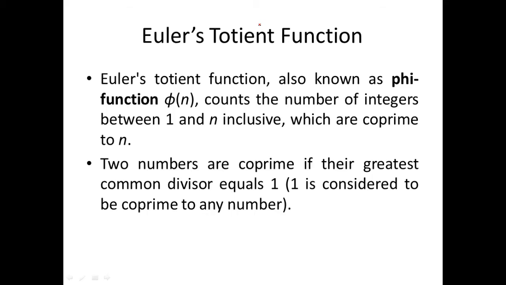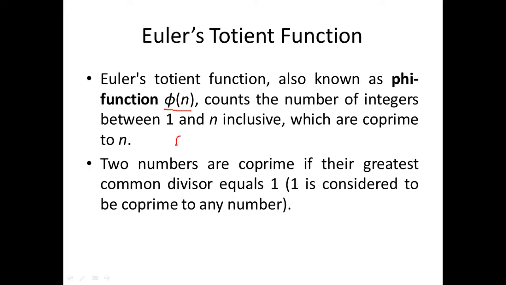In this session, we'll be learning about Euler's Totient function. So what is this function? It is also known as the phi function, and it is represented as phi of n. What this function returns is the count of numbers ranging between 1 and n, and all these numbers are co-prime to n.